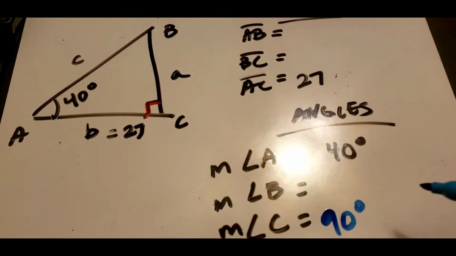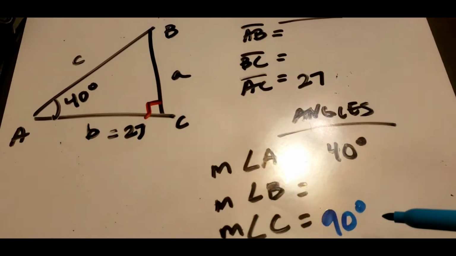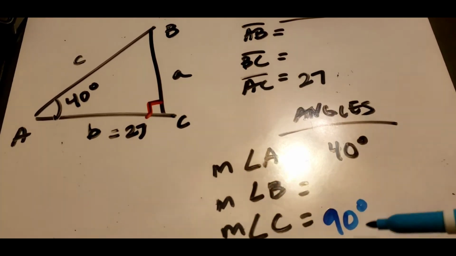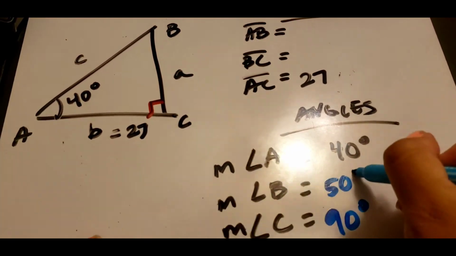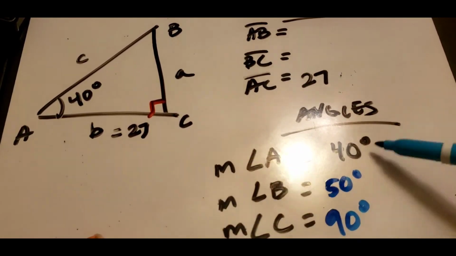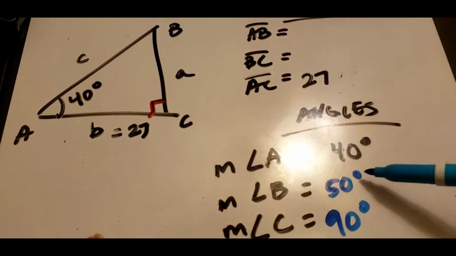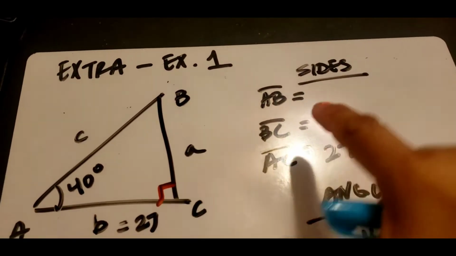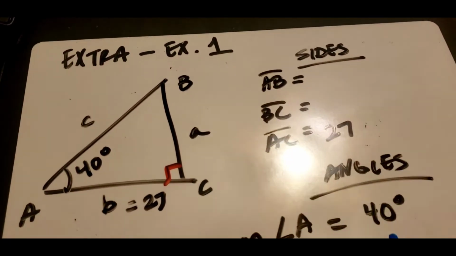The triangle sum theorem basically says all 3 angles have to add up to 180. So 40 plus 90 is 130, plus 50 should give you 180. And also the remaining 2 angles should be complementary to each other. They're acute and they should add up to 90. So that's quick. And now it's just a matter of finding these 2 sides.